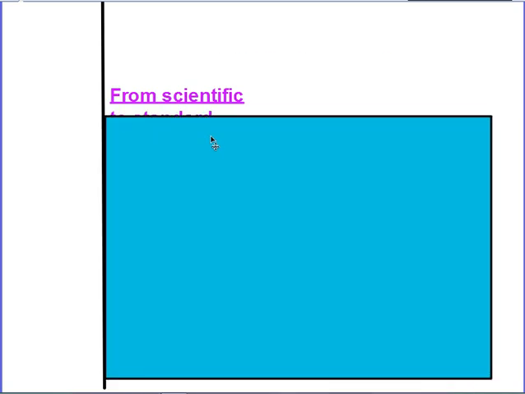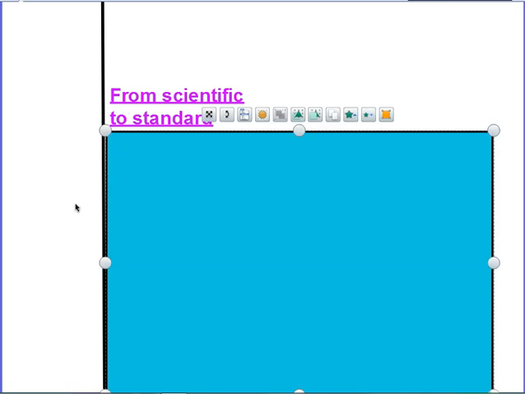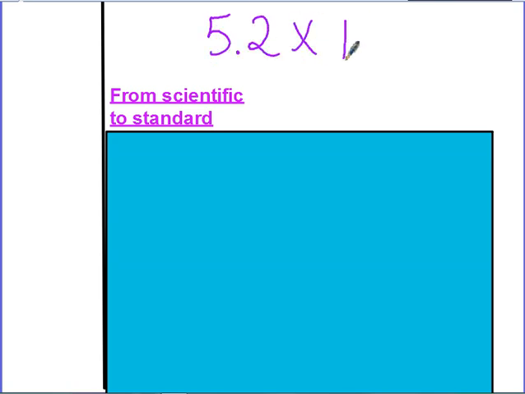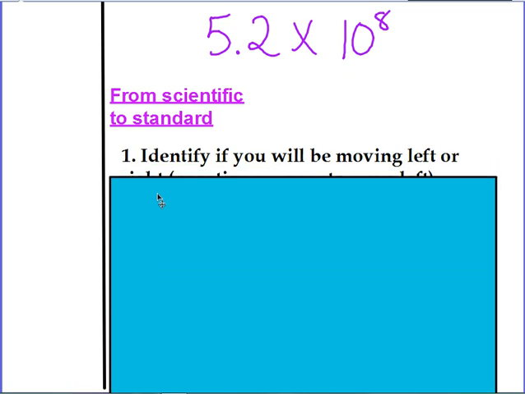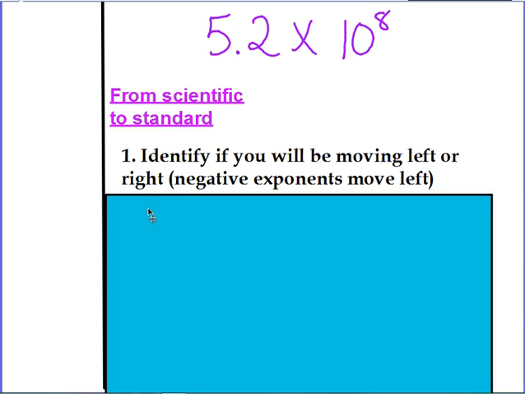Okay, so let's talk about what's going to happen when we change from a number that's written in scientific to a standard number. Okay, this is our first part of scientific notation. So I'm going to have you start with numbers that look like this, and you have to change them to a standard number. Okay, so what are these steps going to look like? Your first step is you're going to be identifying if you'll be moving the decimal left or right. Okay, if you have a positive power here, your decimal is going to move to the right.